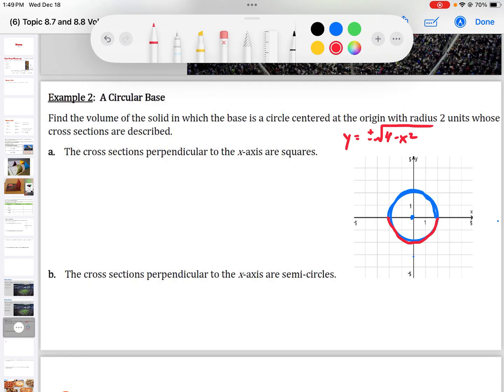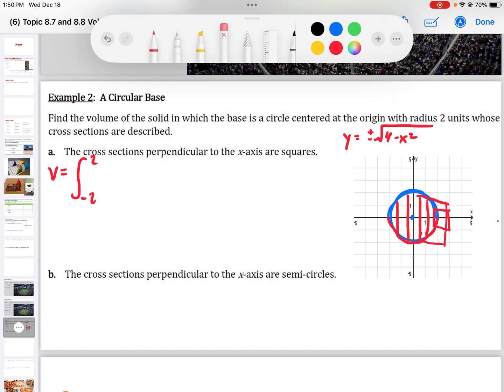Okay, so the cross sections are perpendicular to the x-axis, and this time they're squares. So they're going to be squares coming up and out. So toward the edges, the squares are going to be a little smaller. In the middle, the squares are going to be bigger. And how we find that is we're going to integrate an infinite number of areas. So I'm thinking, okay, volume is equal to the integral from negative 2 to 2. This is negative 2. This is 2. This is x's. And it's the area of a square, so the side length squared.